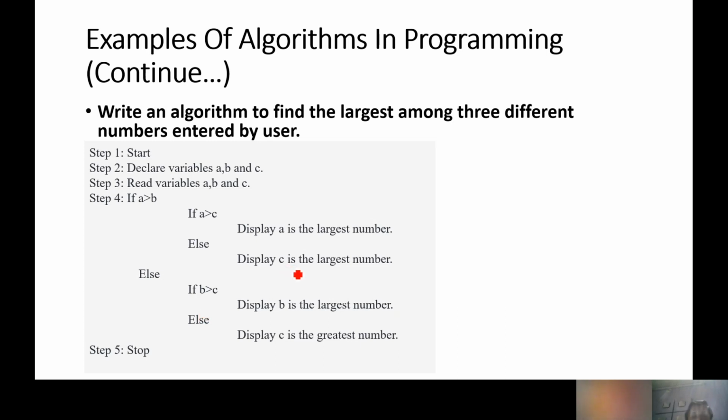Display C is the larger number. C is the answer, a is the answer, b is the answer, and c is the answer. The same thing was there in the flowchart, but the flowchart had something in between these two. Here, that is not common, so some kinds of changes may be possible.